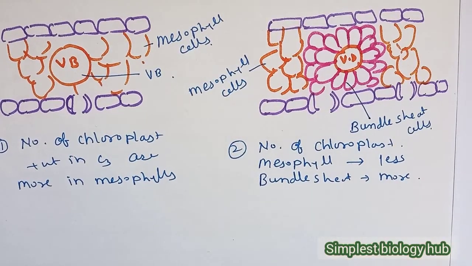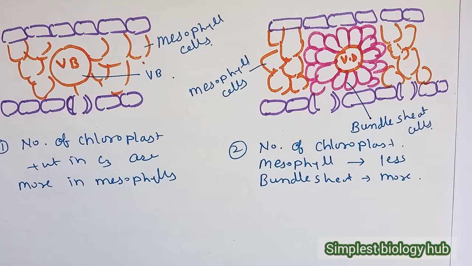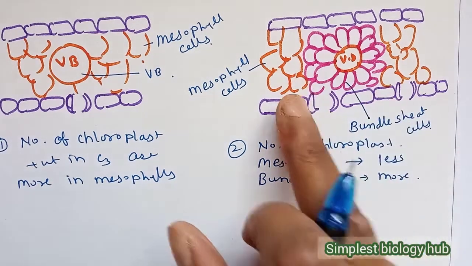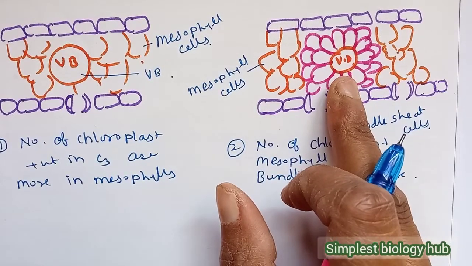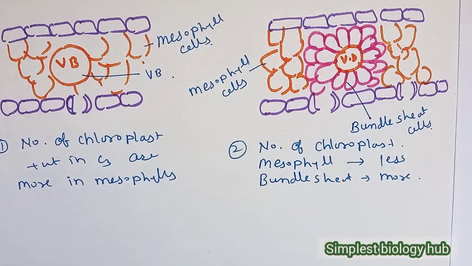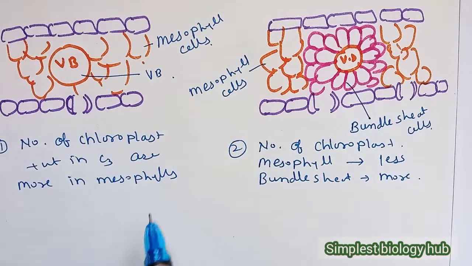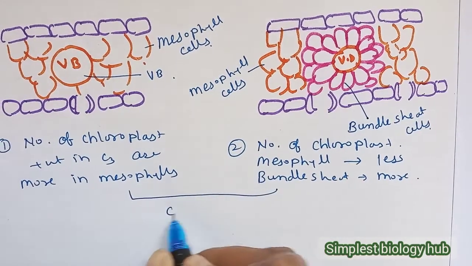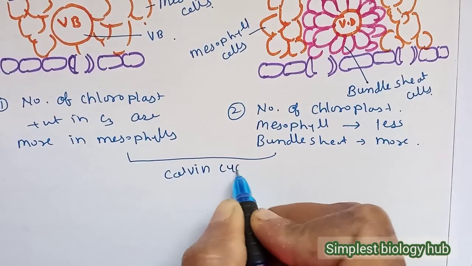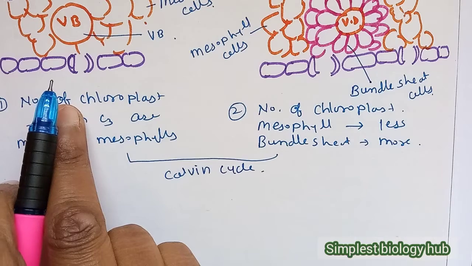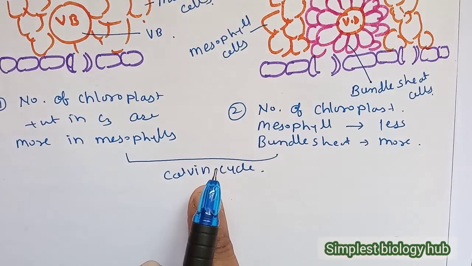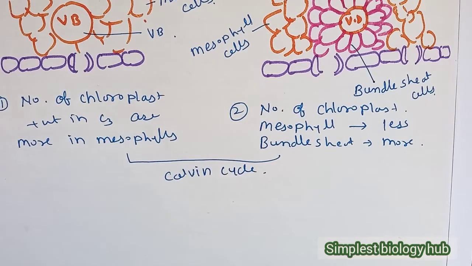Then the process of glucose formation in photosynthesis actually happens in two types of cells, mesophyll cells as well as bundle sheath cells. That is one difference between the C3 and C4 plants. Actually, the Calvin cycle occurs in both cells, in both plants, C3 plants as well as C4 plants. But the way of the Calvin cycle is different in both types.